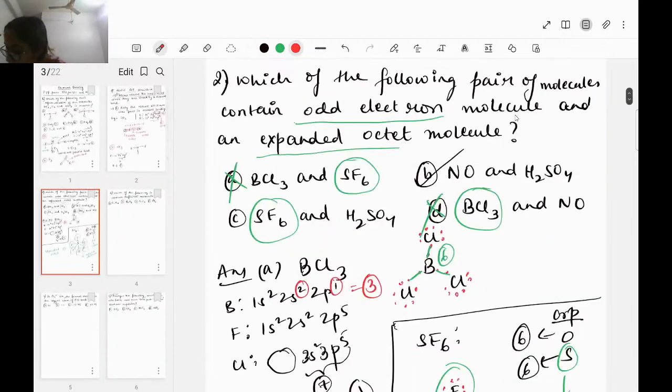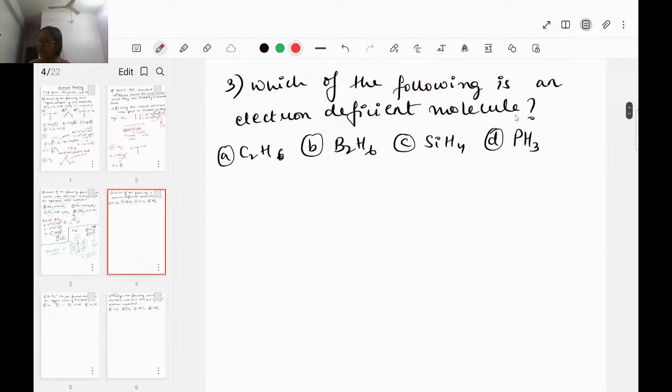Okay, so let's move on to the next question. Which of the following is an electron deficient molecule? We have C2H6, B2H6, SiH4 and PH3. Again, we need to know how the molecules look.